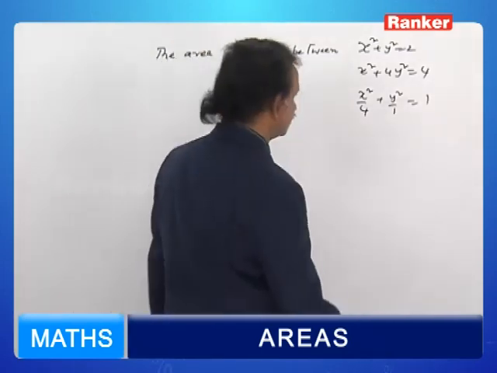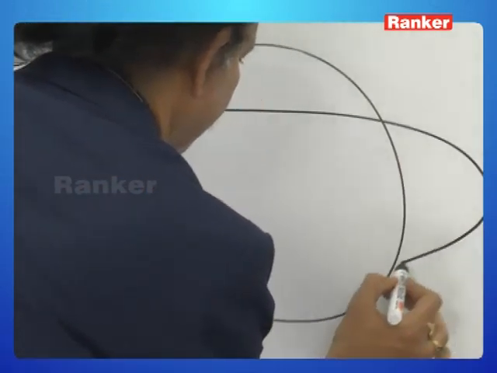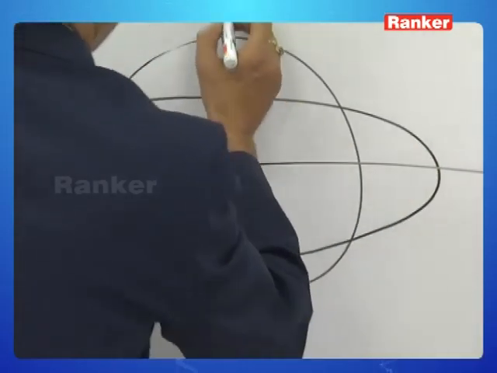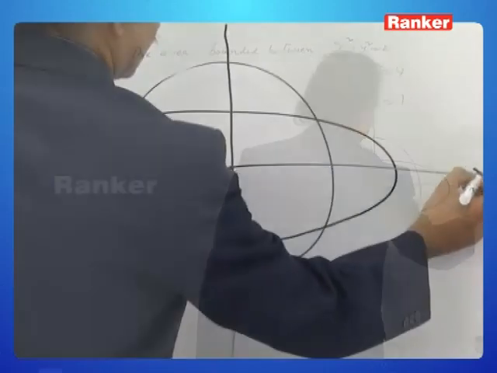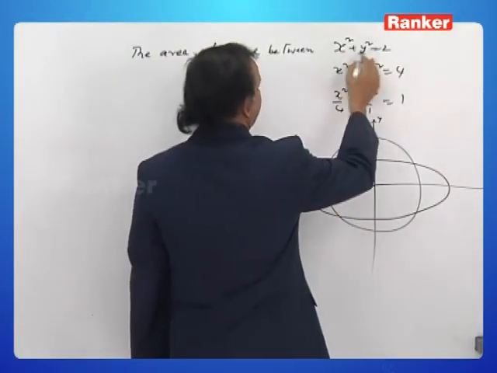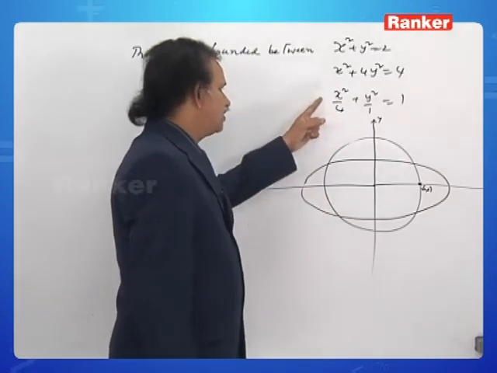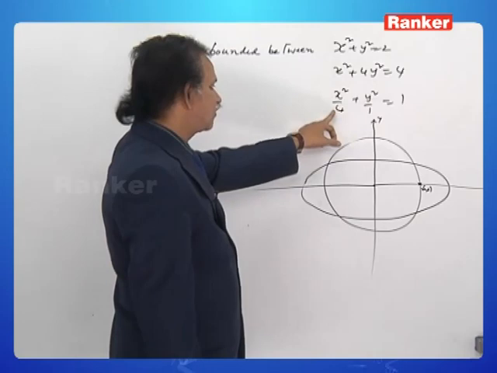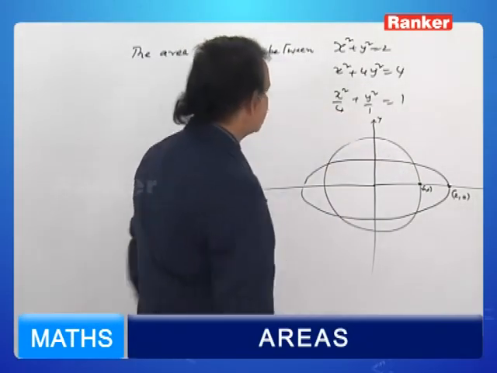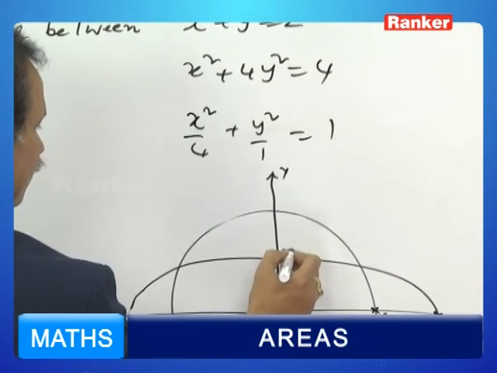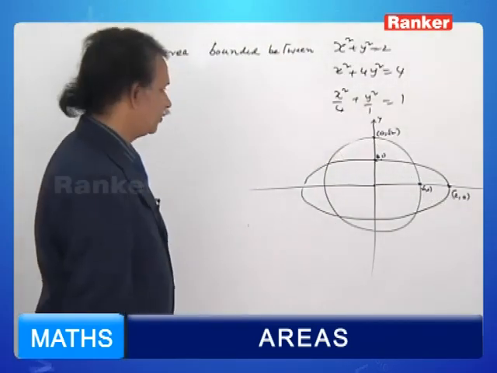Let us observe the diagram first. This is x-axis, this is y-axis. The radius of the circle is root 2, hence this is the point root 2 comma 0. The ellipse is x square by 4 plus y square by 1 is equal to 1, hence a square is 4, therefore a is 2, hence this point is 2 comma 0. Minor axis is 1, so this is 0 comma 1. This is 0 comma root 2. Good.